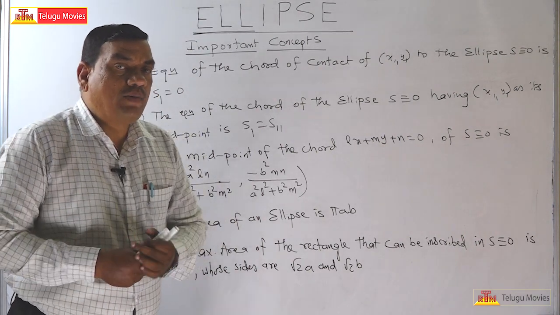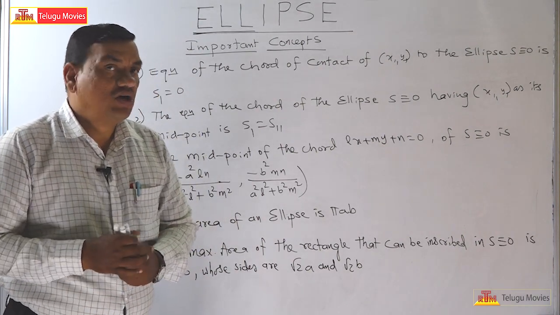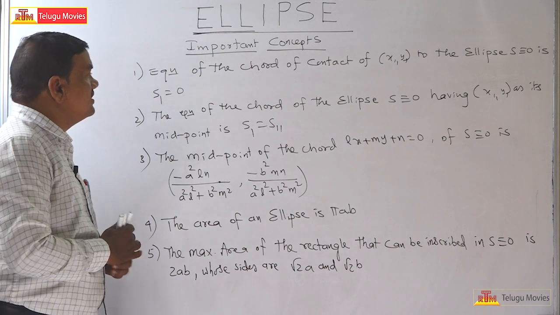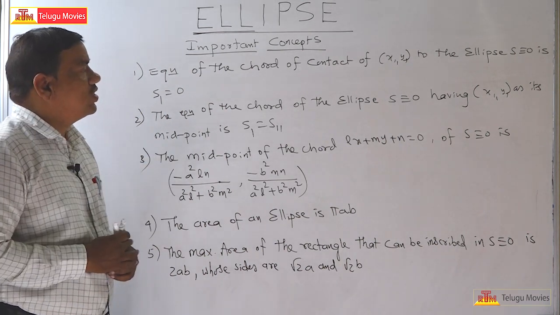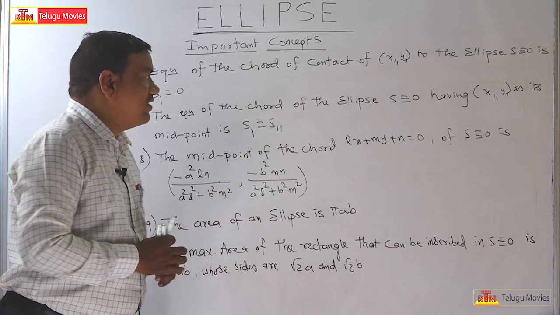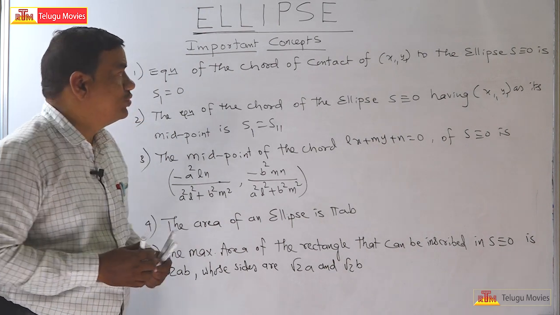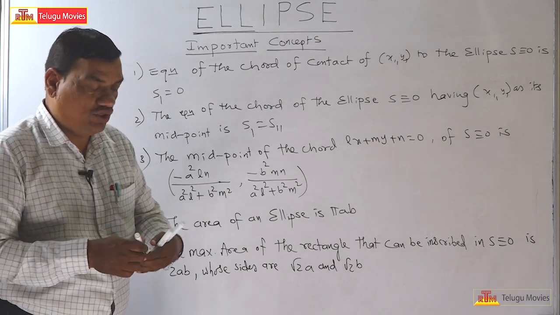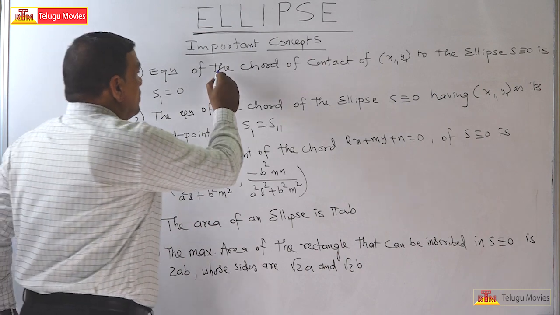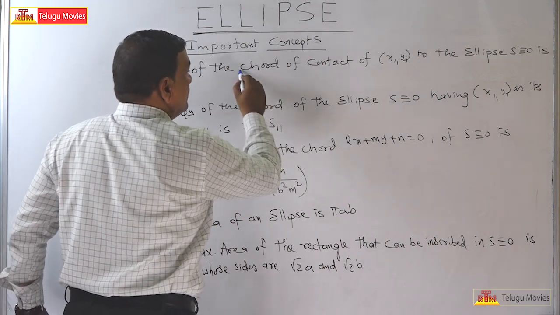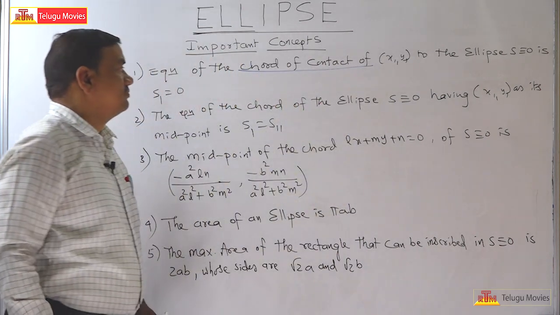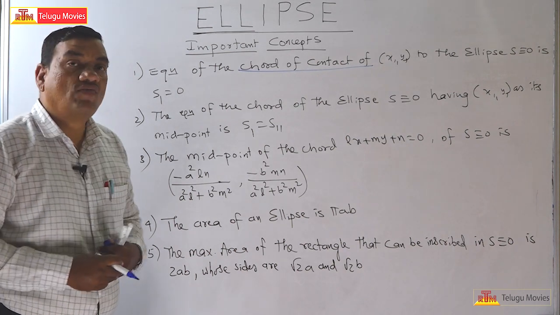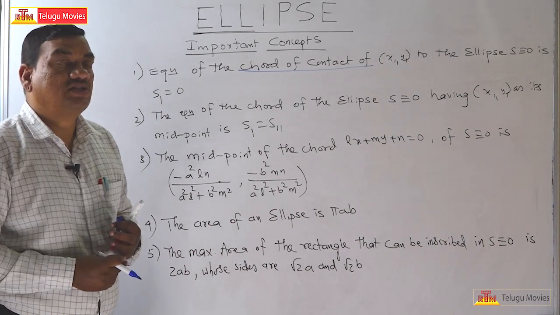Welcome back to some more very important concepts. The first concept is the equation of the chord of contact of x1 y1 to the ellipse S is equal to 0, which is S1 is equal to 0. So here one word came: what is the equation of the chord of contact? First of all, we should know what a chord of contact is.